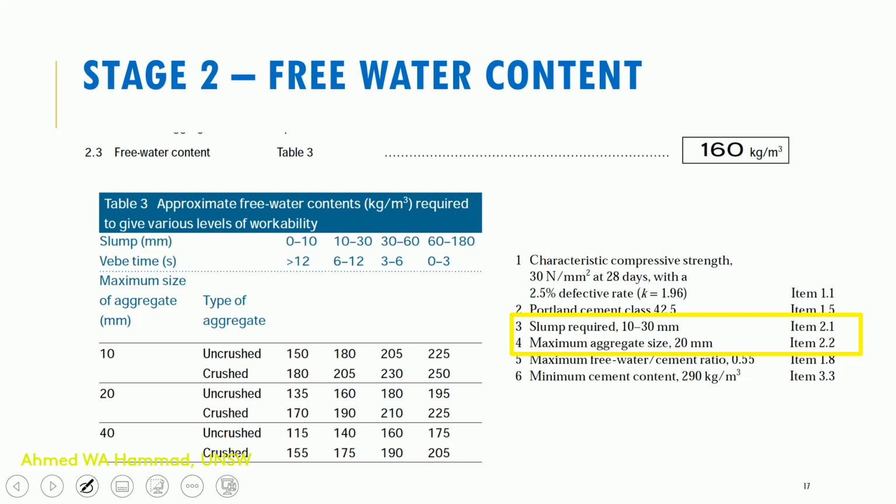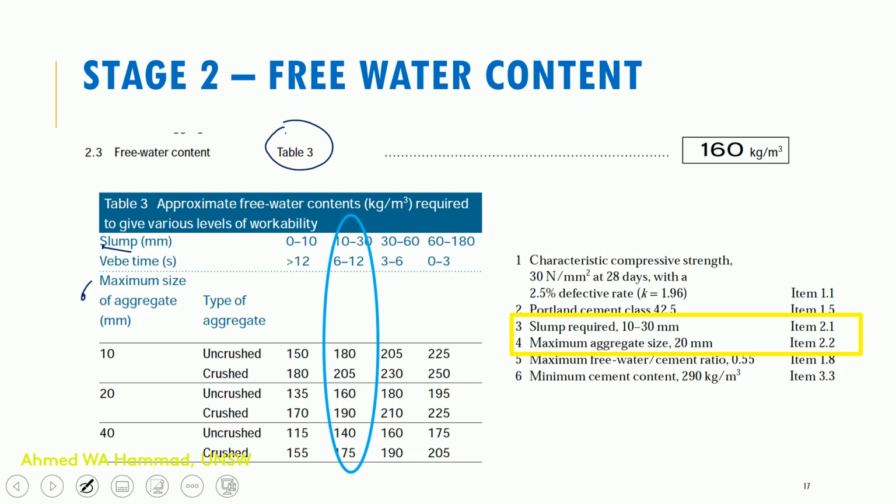Now, the guide says that we need to use table 3 as a reference, and I've taken a screenshot for you guys. So table 3, you can see it's the approximate free water content required to give various levels of workability. Now, to use the table, it's pretty straightforward. We need some sort of input, and the input that we need is the maximum size of aggregate and the slump. So in our case, the slump is 10 to 30.